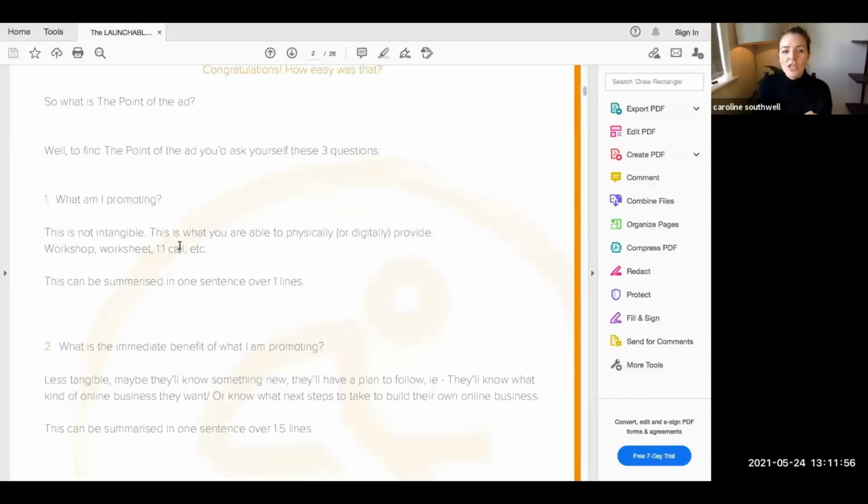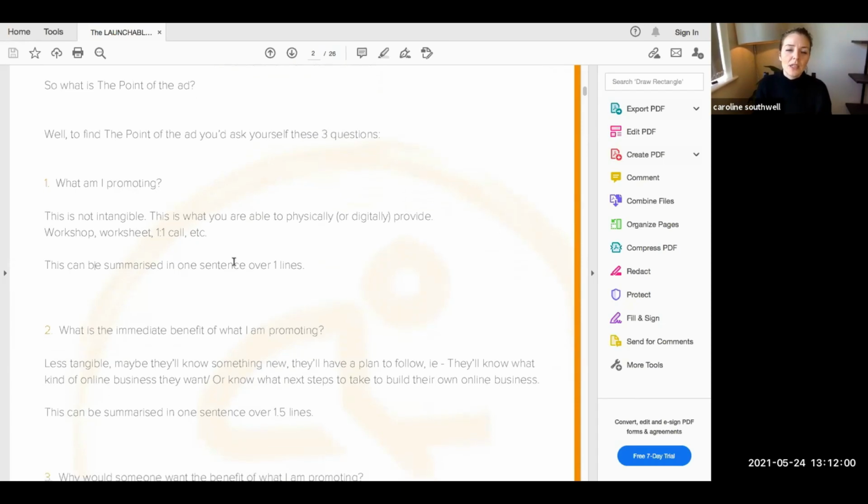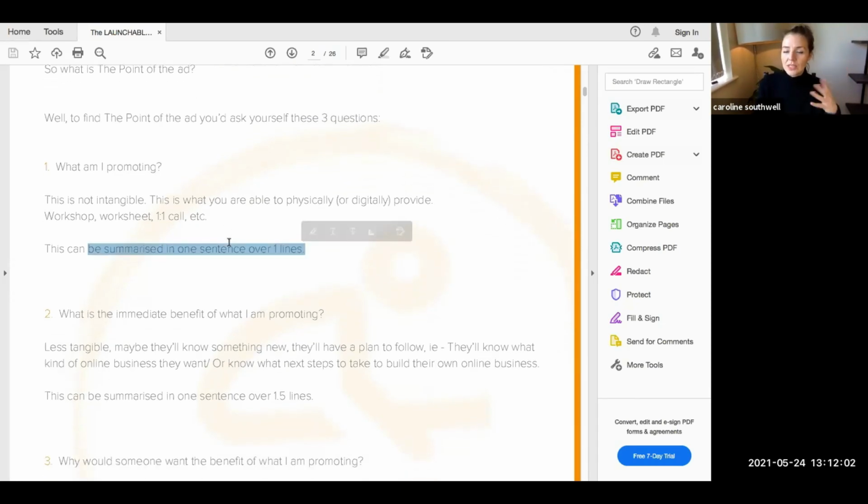A workshop, a worksheet, what are you promoting? I think it's the lead magnet. It's what the parameters of the lead magnet are. So a workshop, for instance, that's what you're promoting. And maybe a definition of the workshop. A workshop that teaches people how to build an online business, for example.